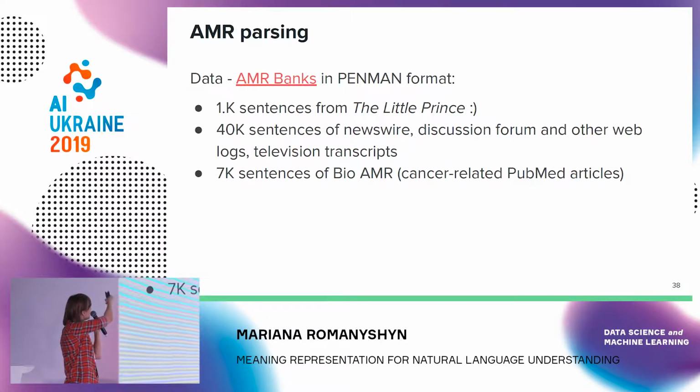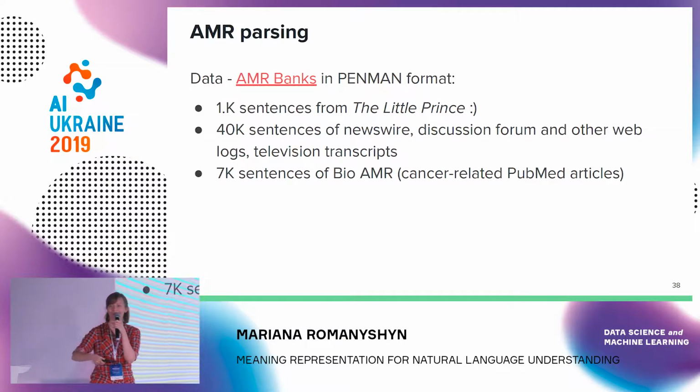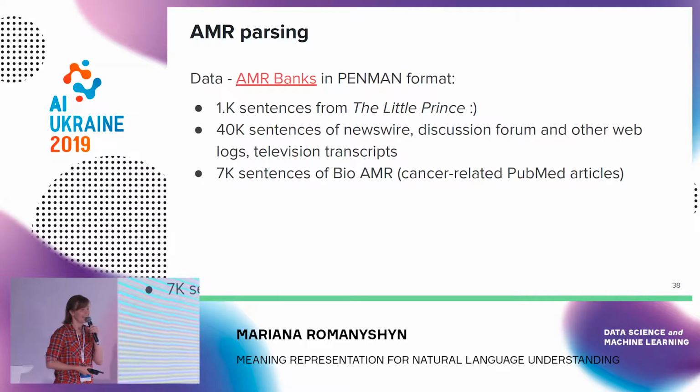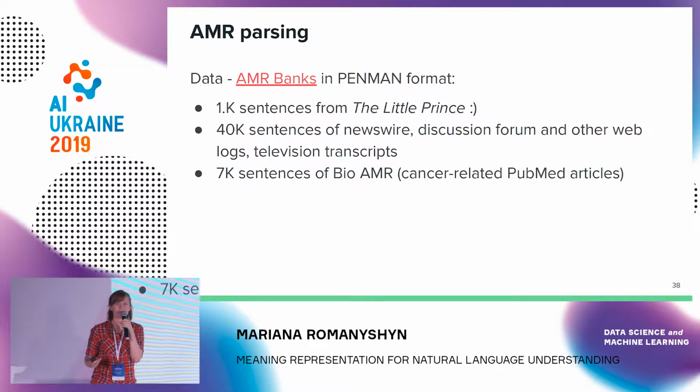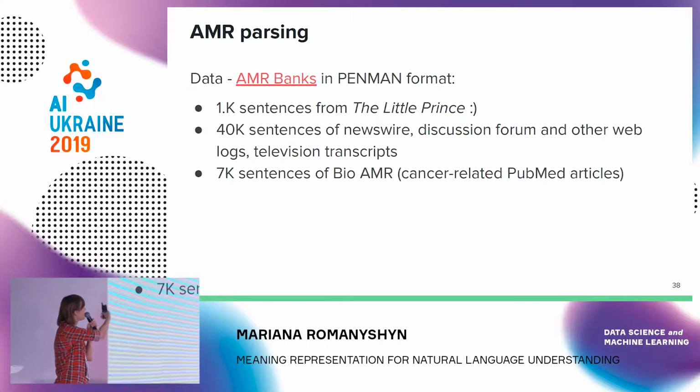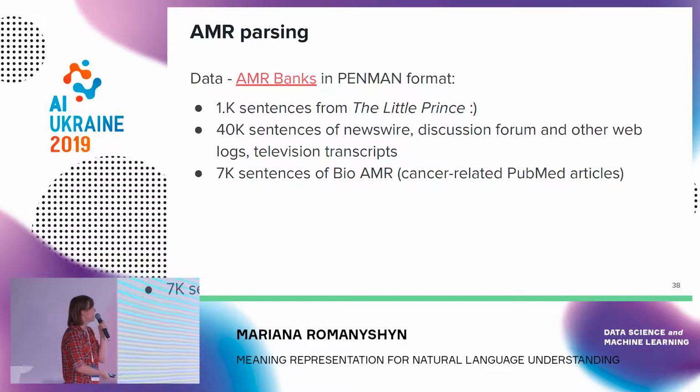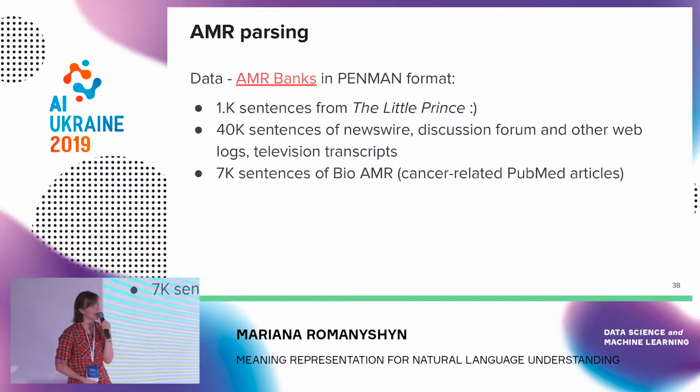So we get the data from AMR banks. There are actually a couple of corpora available now. The first corpus, the first story that was annotated with AMR, is The Little Prince. I think you all are familiar with that story. Then the developers of this notation and the NLP community got really excited. And after that, they annotated 40,000 sentences of different newswire and web forums and so on. And there's even a corpus of CNN transcripts that also have summaries, for summarization tasks. And there are about 7,000 sentences of BioAMR, because there's active research in event extraction from the bio domain.